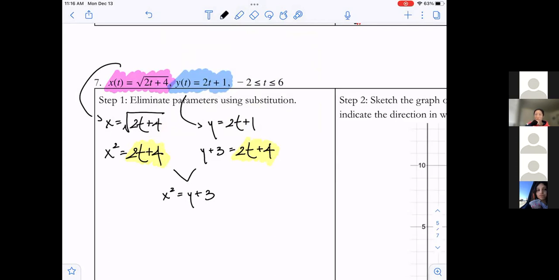What do you mean? Why did we do plus 3 and y? So let's see. Matthew said because 2t plus 4 is in both equations. So how do we make 2t plus 1 look like 2t plus 4? Right, we can just add 3 to that. 1 plus 3 gives us the 4. Does that make sense? Yeah, I just wouldn't have thought of that, I think.